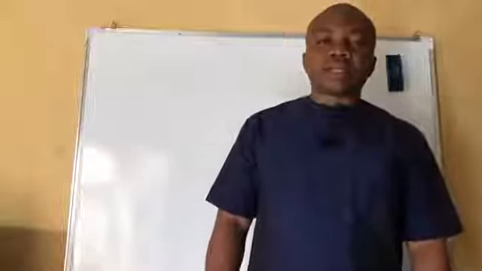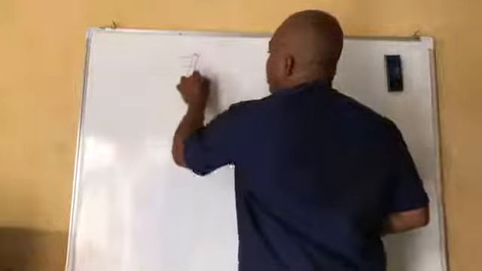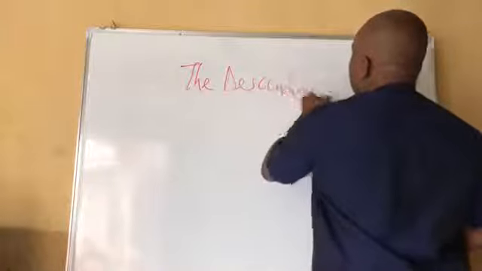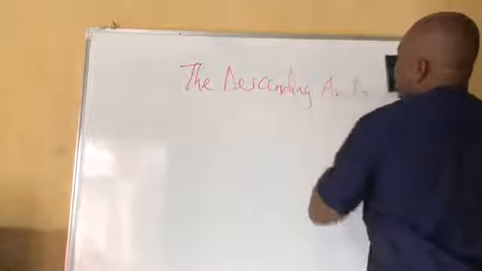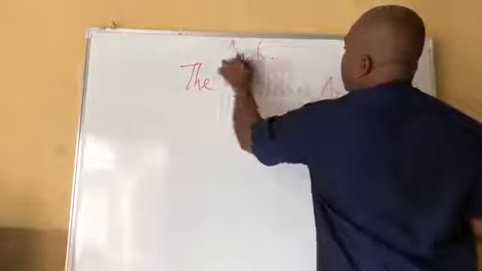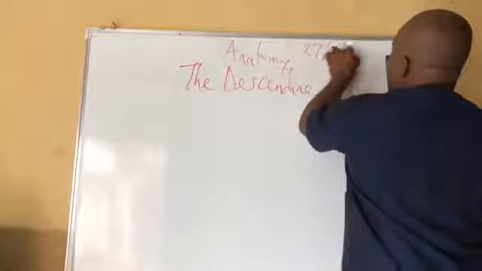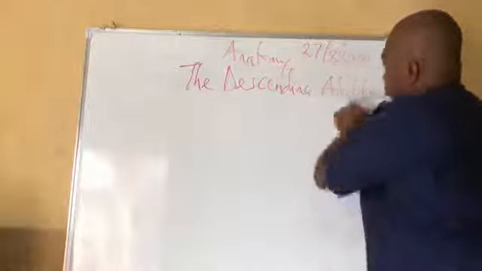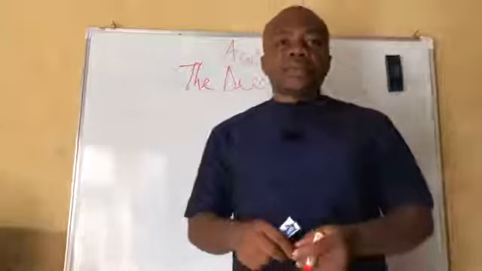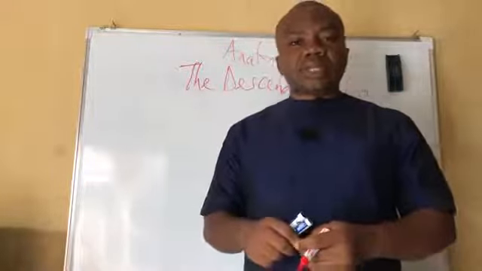Today we are going to look at the descending aorta. Descending aorta anatomy. Today's date is 27/3/020. The descending aorta is a part of the aorta itself.